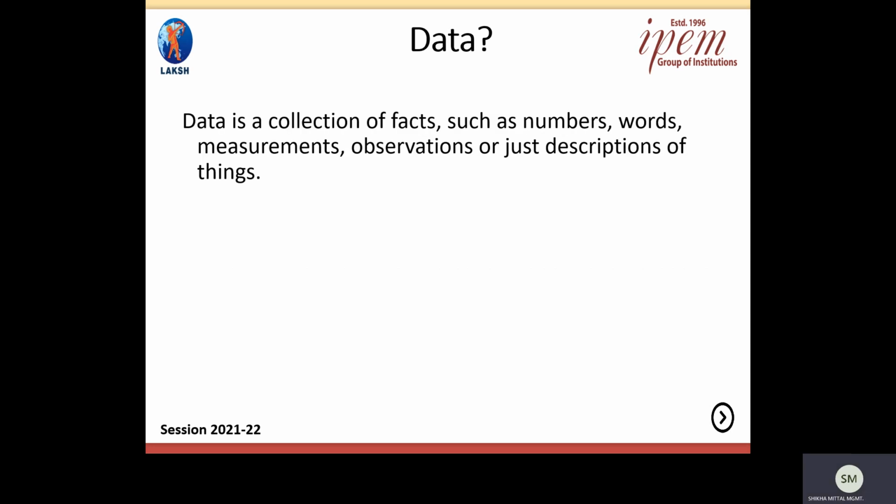Next is data. Here we will talk about why data is collected. So what is data? Data is a collection of facts such as numbers, words, measurements, observations, or just descriptions of things, right?